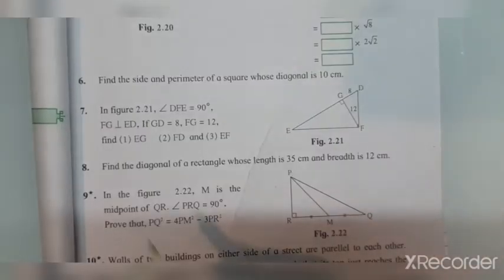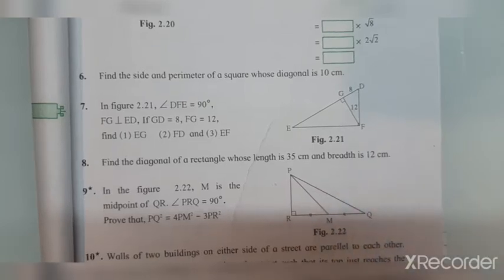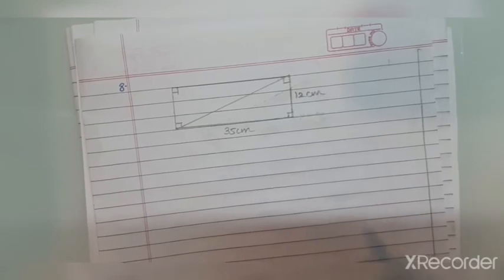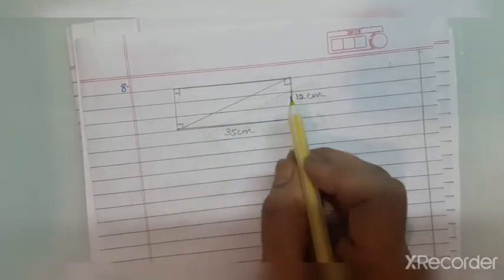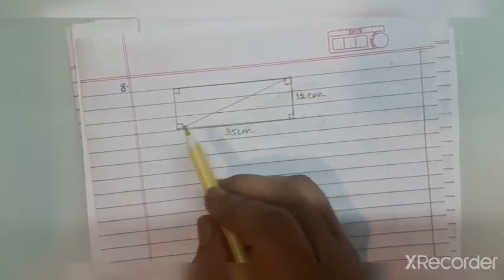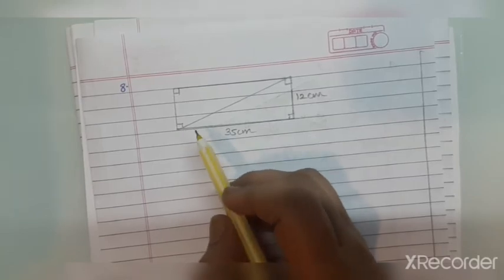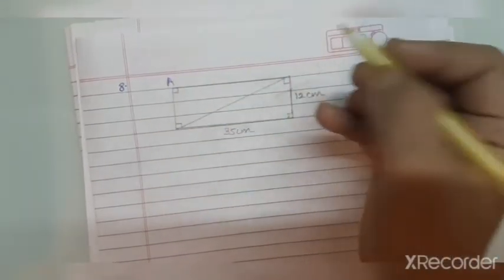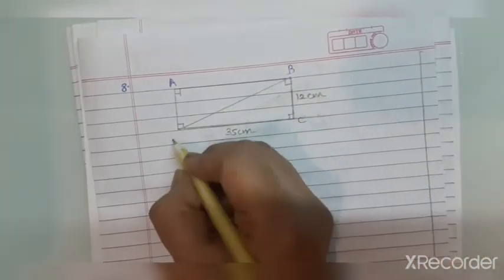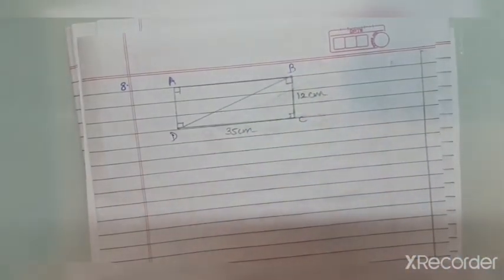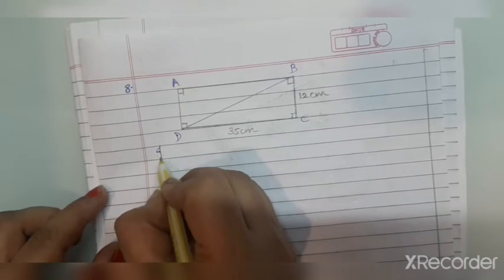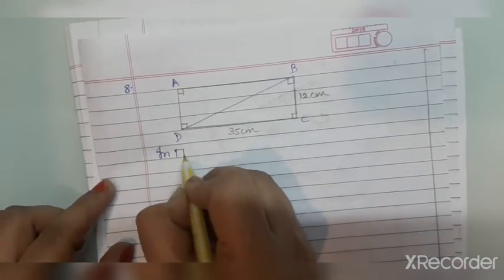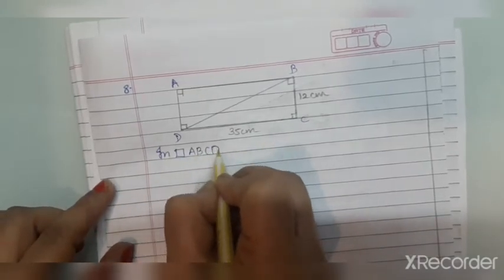Now the next sum, 8th one. Find the diagonal of a rectangle whose length is 35 centimeter and breadth is 12 centimeter. Okay, for that we will need a right angle triangle. They have not given it, so we need to take this right angle triangle from a rectangle. Maybe this is A, B, C, D. You can put any name, A, B, C, D, as a rectangle. So we have taken this as quadrilateral A, B, C, D.